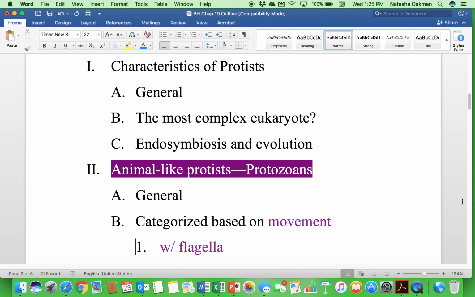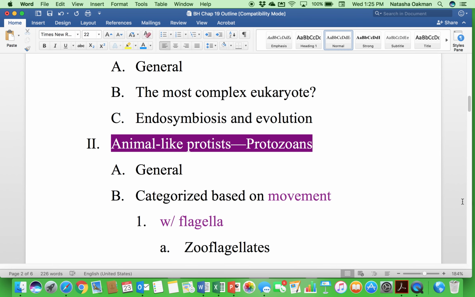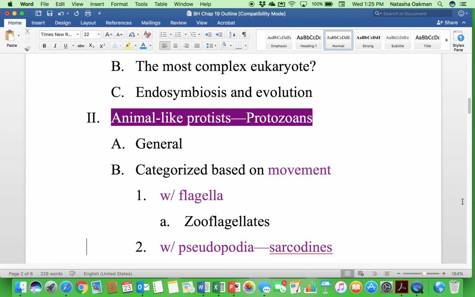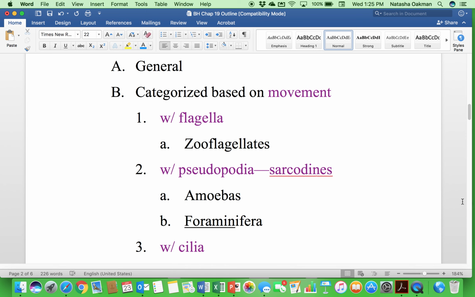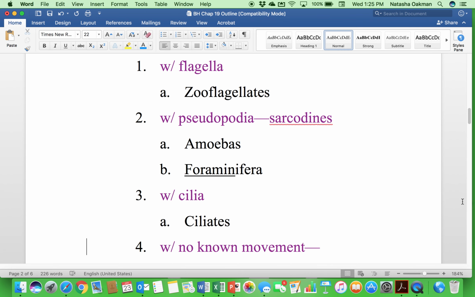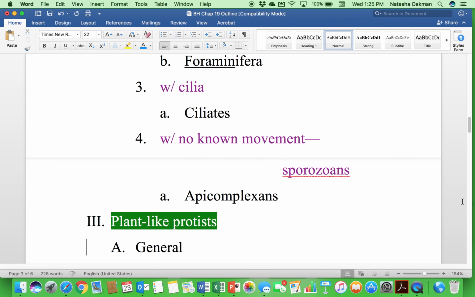So they could move with flagella. Flagella, remember, are the long whip-like projections that allow them to swim. With pseudopodia, what does the term pseudopodia mean? Fake feet. And we'll see a little bit more about the pseudopodia later on indirectly. And then with cilia, which are small hair-like projections of the cell, and some have no known movement.